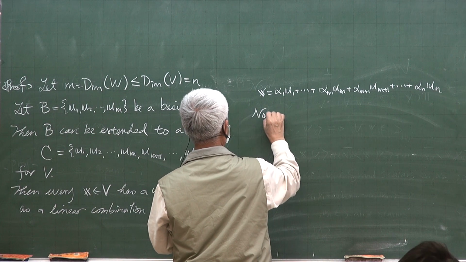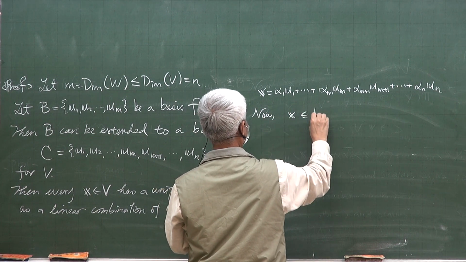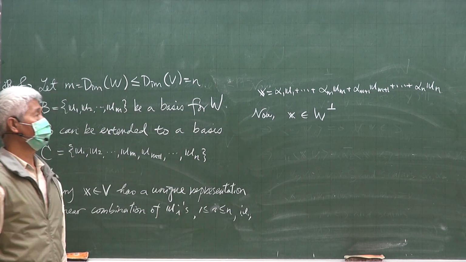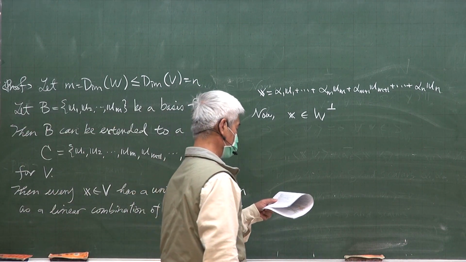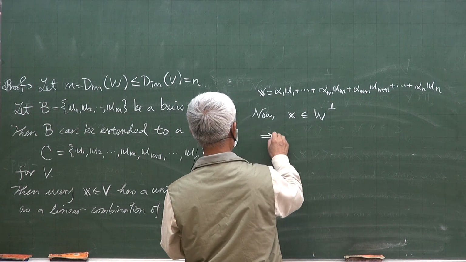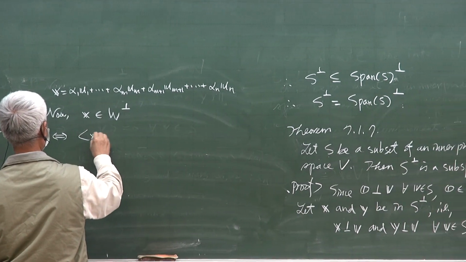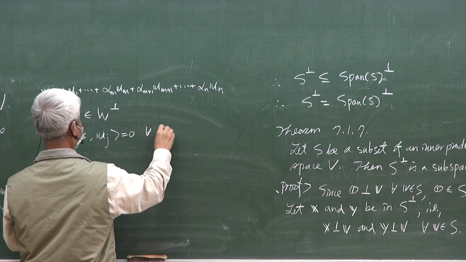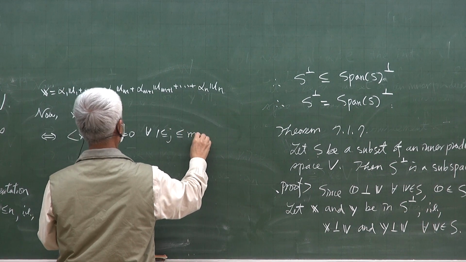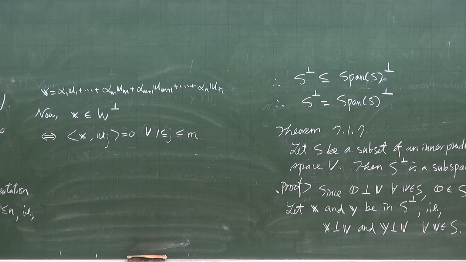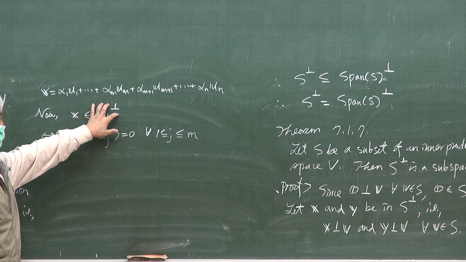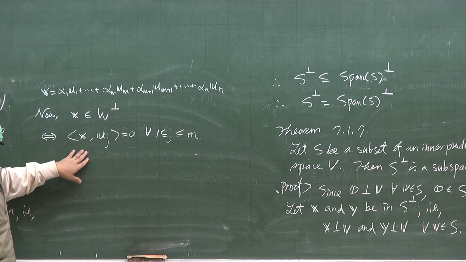Now, x is in the orthogonal complement of W if and only if the inner product of x and uj is equal to 0 for all j from 1 to m, because u1, u2 up to um form a basis for W. So x is in the orthogonal complement of W if and only if this is true.